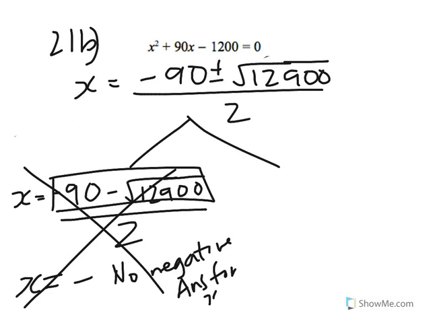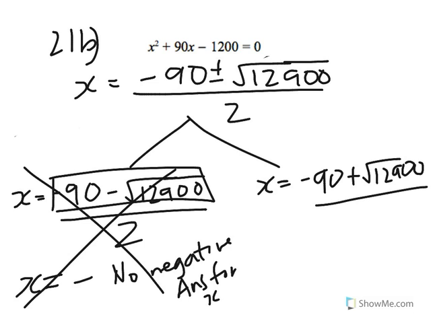So no negative answer for x, and we'll solve the other thing that could happen, which could be x equals minus 90 plus square root 12,900 over 2, and that means x will be equal to 11.7890, but just give it to 3 significant figures, so it becomes 11.8. So your answer is 11.8.